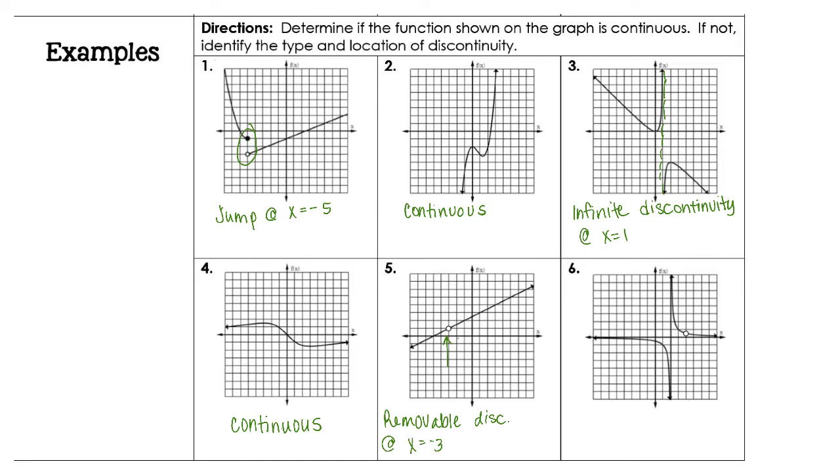And finally, oh wow, 6 looks like it's got a couple of discontinuities here. One, we have an infinite discontinuity, and that infinite discontinuity is going to be at x equals 2. And then we have a removable discontinuity, and that's going to be at x equals, let's see, 1, 2, 3, maybe at x equals 4. All right, moving on.